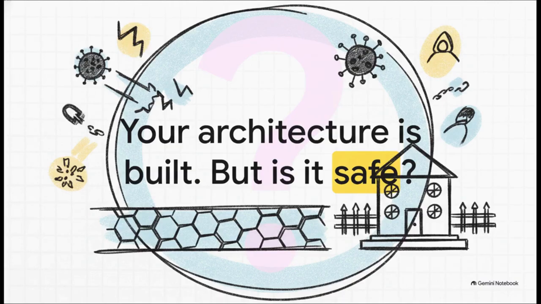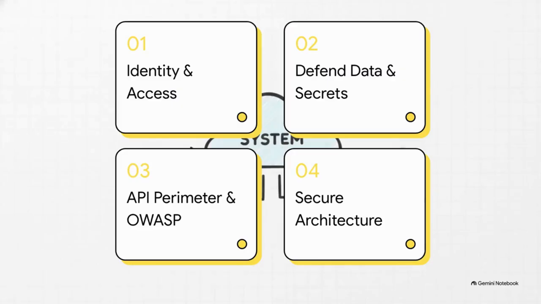So today, we are going to learn exactly how to lock the doors, secure the windows, and completely protect that foundation. We're going to build out this castle defense layer by layer today. First up, identity and access control. Second, defending data and secrets. Third, the API perimeter and OWASP. And fourth, we'll wrap up by securing your previous architecture.